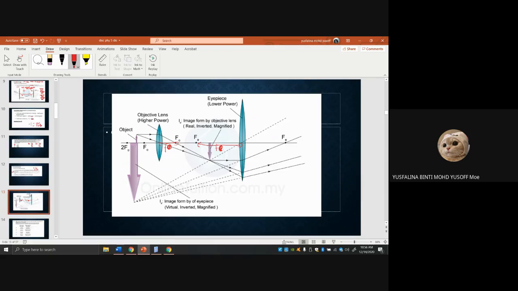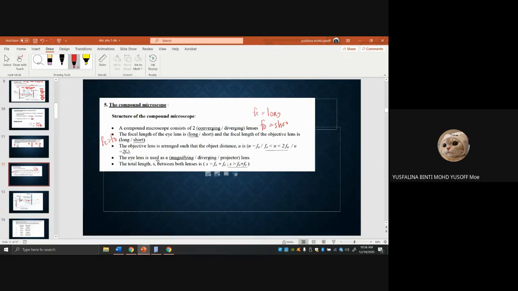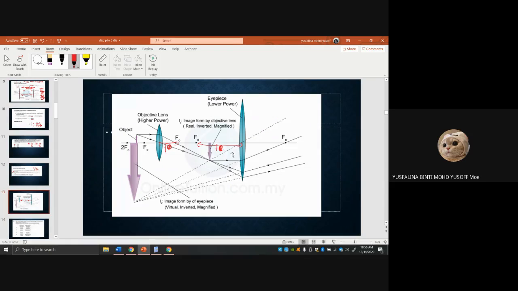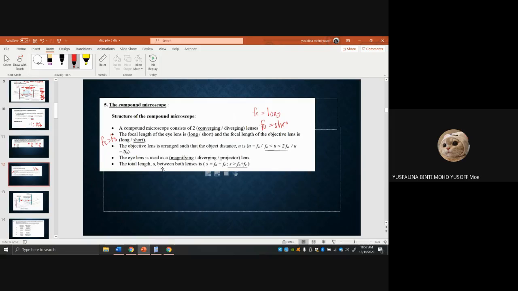The next one, the eye lens is used as the magnifying lens. The eye lens means this one. Same like before, the first lens here we call the objective lens, and the second one is called the eyepiece lens. So this eyepiece lens will act as the magnifying lens. Then the total length S between both lenses, or sometimes they use L, is bigger than FO plus FE. L is bigger than FO plus FE, like this one.